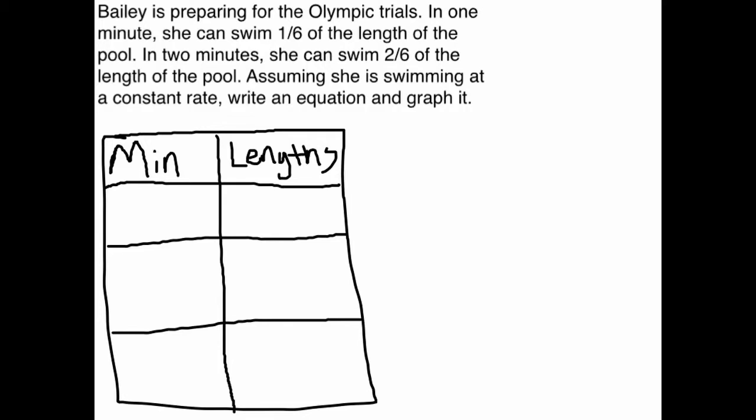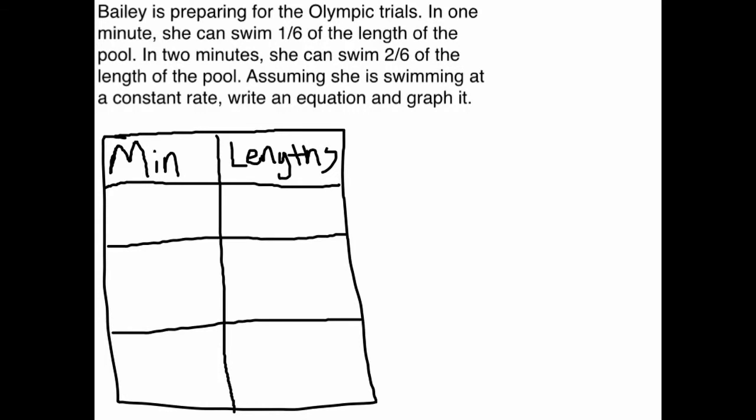Bailey is preparing for the Olympic trials. In 1 minute, she can swim 1/6 of the length of the pool. In 2 minutes, she can swim 2/6 of the length of the pool. Assuming she is swimming at a constant rate, write an equation and graph it. And we also need to identify what the rate of change and the initial value is.